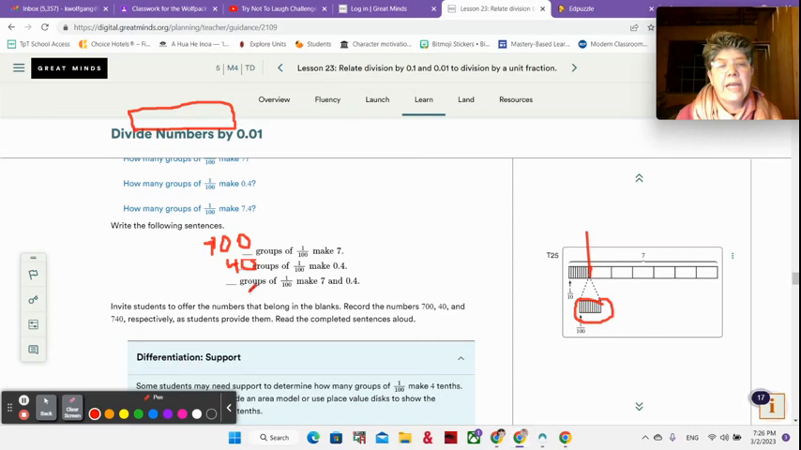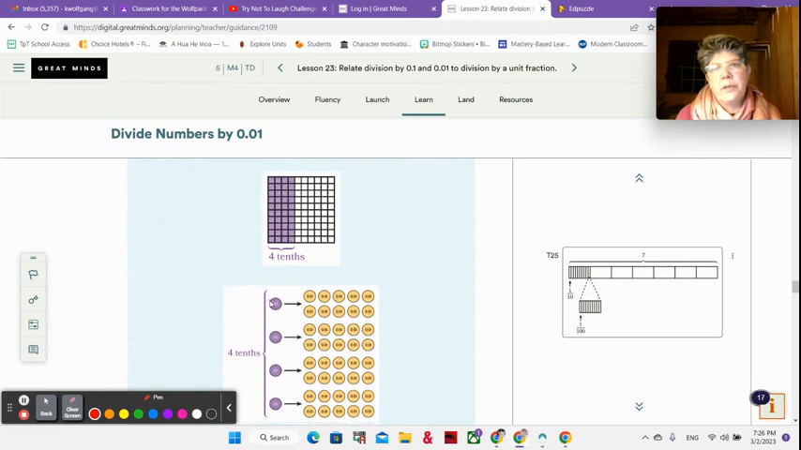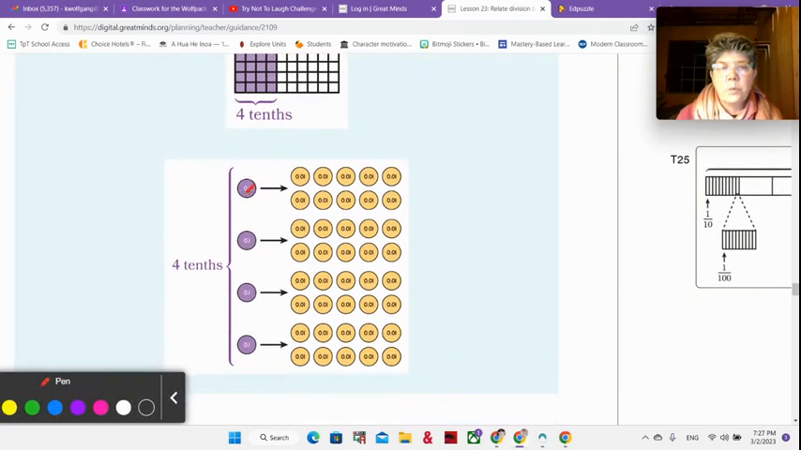Okay, and how many groups of 1/100 make 7 and 4/10? That would be 740. So you're just going to put those two together. You see how that works? Okay. And here, if you need a little bit more visuals to help you with that, you can see here 4/10 is also 40 hundredths because each tenth is 10 hundredths. You could also see it this way. 1/10 is 10 hundredths. So 4/10 is 40 hundredths.